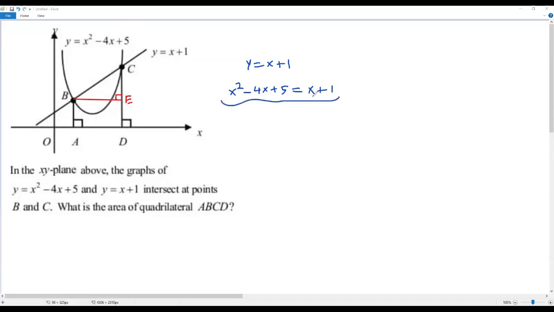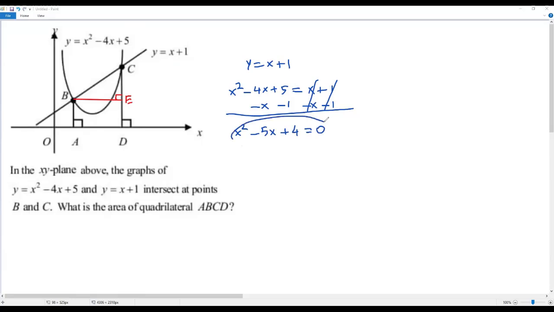This is a quadratic equation. To solve a quadratic equation, we have to get it into standard form, ax squared plus bx plus c equals 0. That means we must have everything on the left side and 0 on the right side. So to make the right side 0, I subtract x from both sides and also subtract 1 from both sides. The positive x and negative x cancel, and positive and negative 1 cancel out. I'm getting x squared, and when I combine negative 4x and negative x, I get negative 5x. When I combine positive 5 and negative 1, I get positive 4 equals 0.